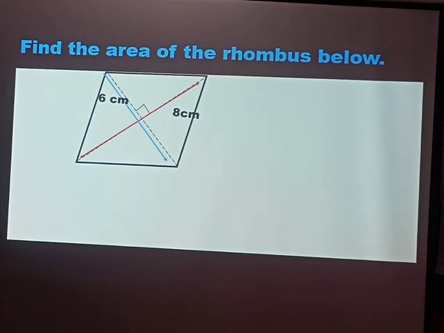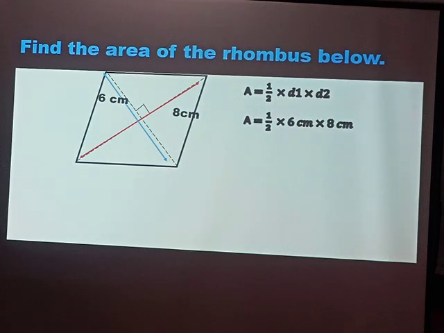My formula. I had 2. One was a half times base times height times 4 when there were 4 triangles. But right now, I'm only dealing with diagonals. That means I should apply the formula of a half times diagonal 1 times diagonal 2. Remember, my diagonal 1 is 6, my diagonal 2 is 8. So when I substitute, I will come up with a half times 6 centimeters times 8 centimeters.